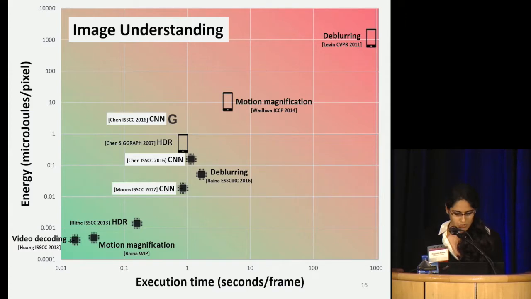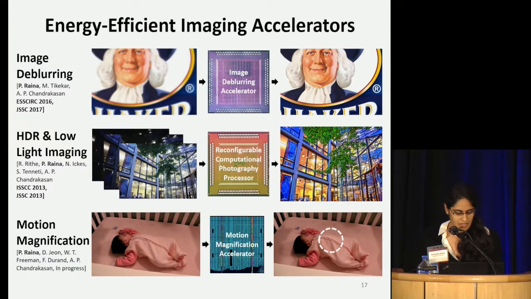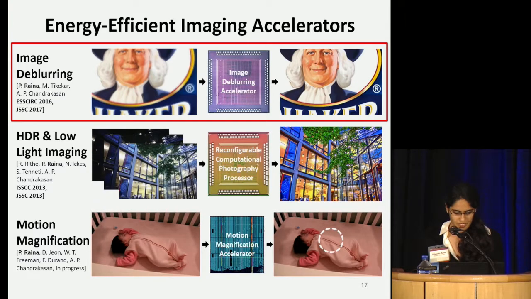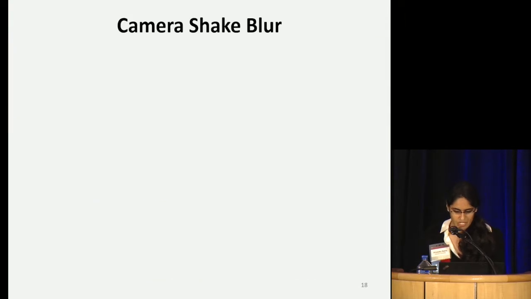So with that preview, I will give you one specific example. There are a bunch of applications that I've worked on: image deblurring, HDR, motion magnification. I'll give you a sense of what it takes to design these hardware accelerators for some of these imaging applications. For each of these, you can get orders of magnitude reduction in runtime and energy when you build dedicated hardware. So let's start with deblurring.